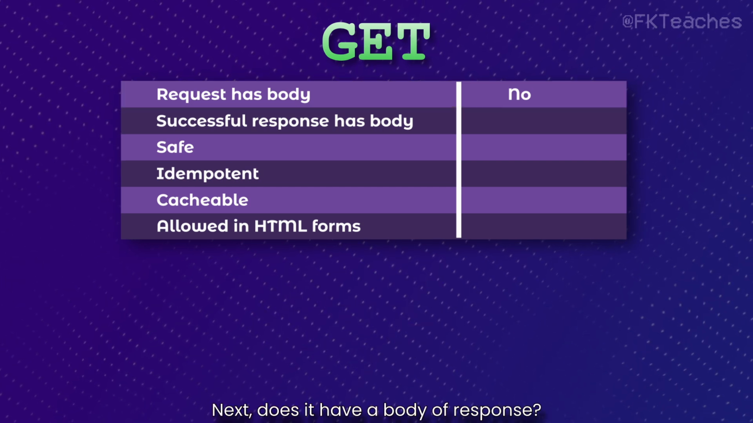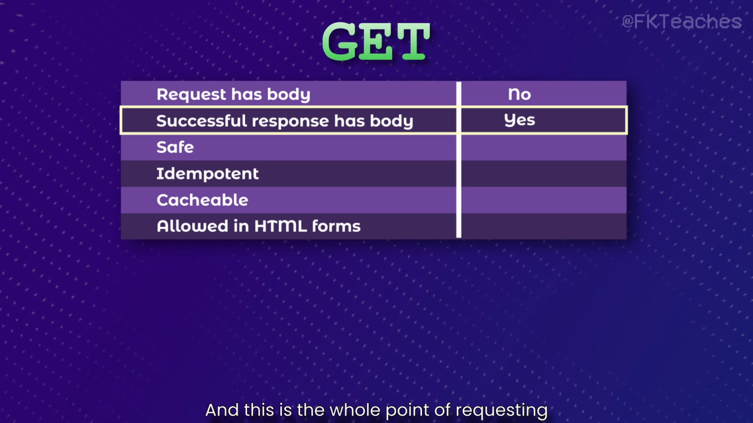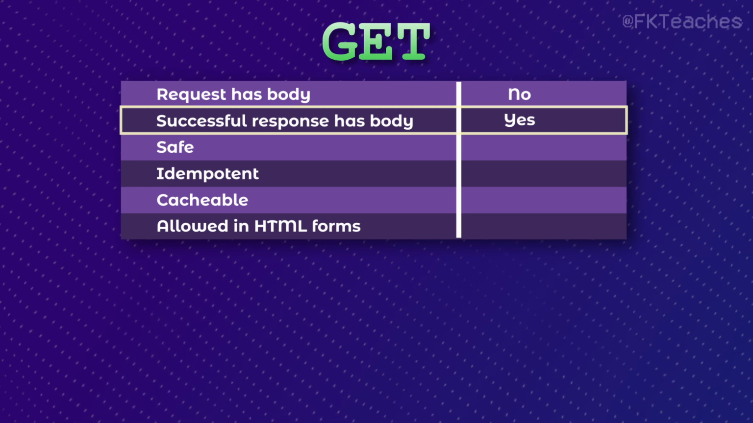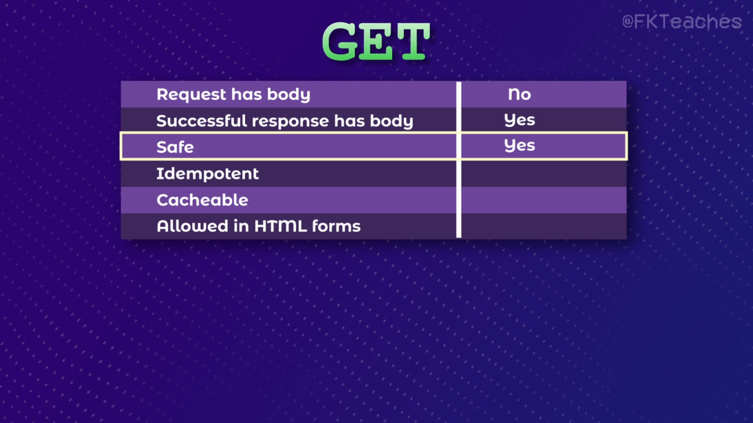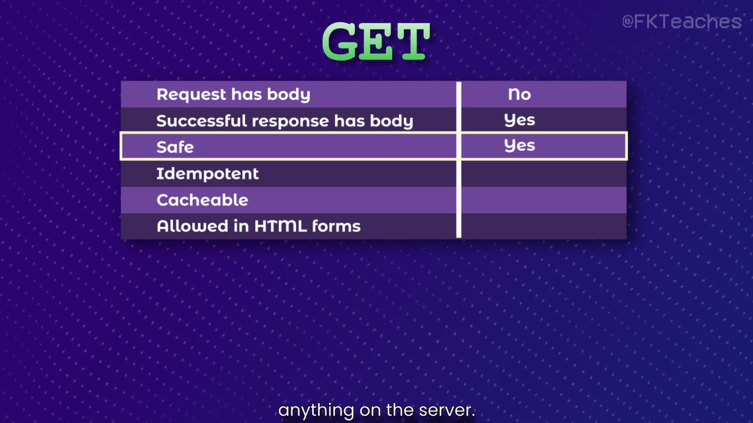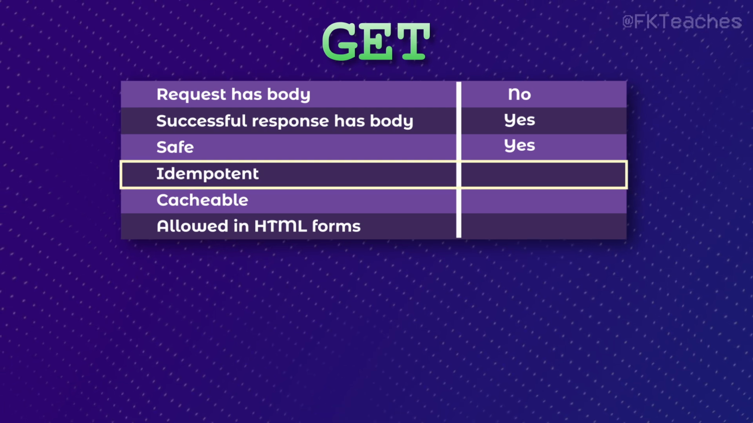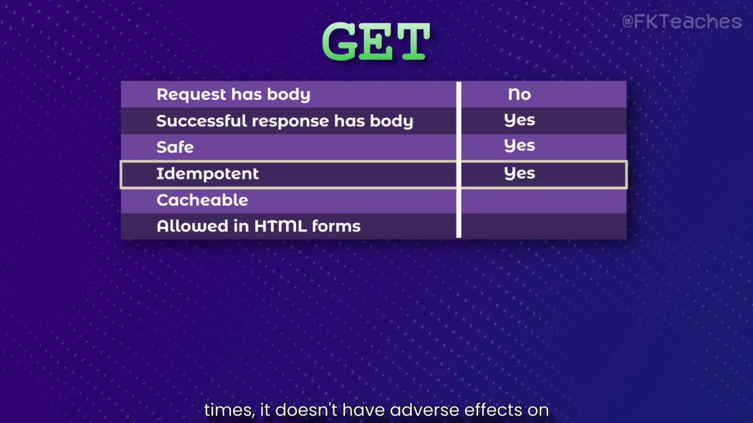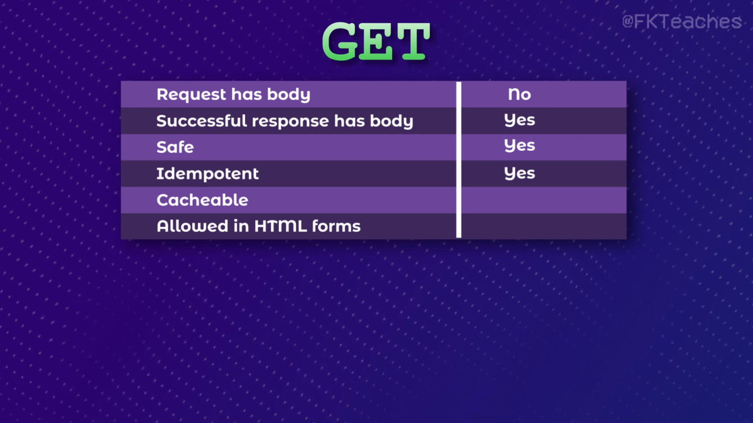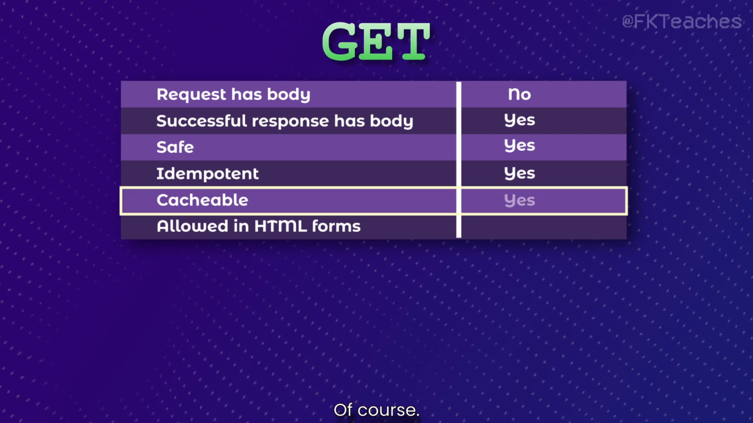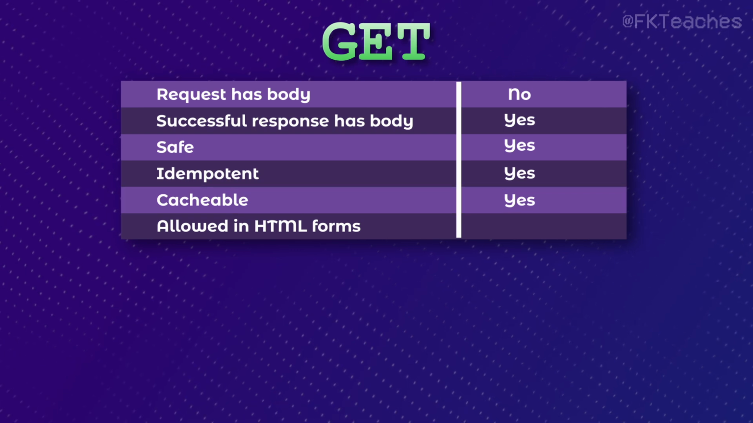Next, does it have a body of response? Yes, it definitely does. And this is the whole point of requesting a resource from the server. Is it a safe request method? Yes, it is. Requesting a resource doesn't change anything on the server. Is it idempotent? Absolutely. Even when you request a resource multiple times, it doesn't have adverse effects on its expected state. Is it cacheable? Of course. The client can always cache the response within its specified cache limit.